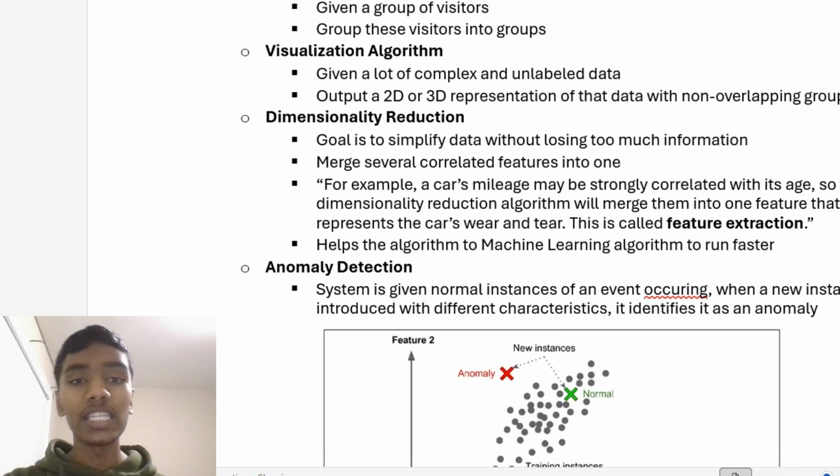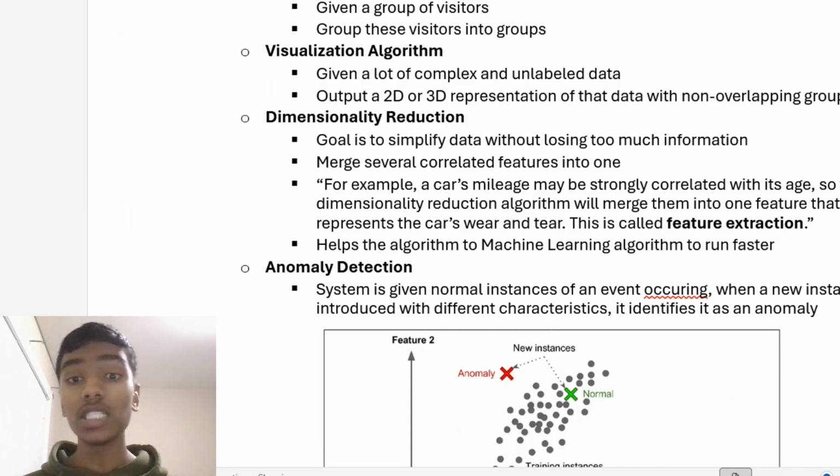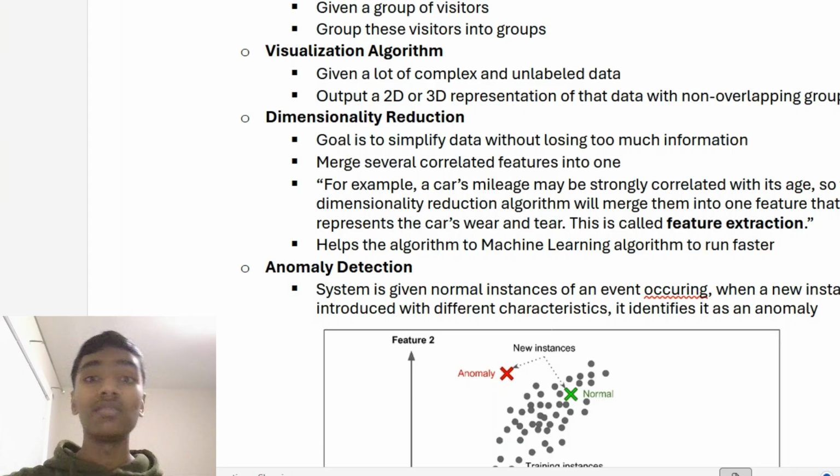Another one is the visualization algorithm. The visualization algorithm is given a lot of complex and unlabeled data and outputs a 2D or 3D representation of that data with non-overlapping groups. So basically, you have a lot of data and you want to identify the characteristics that are common, and you're going to group them into sections that are non-overlapping with each other, right? And it's not labeled necessarily; it's unlabeled, but we want to group the predictors that are characteristic of each of the groups.